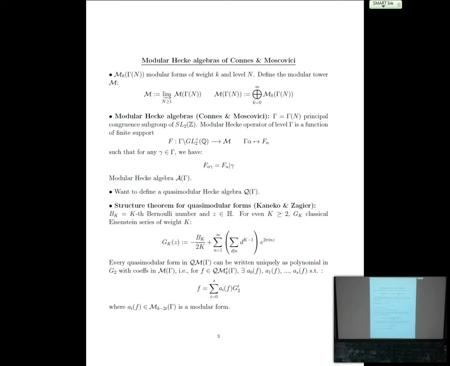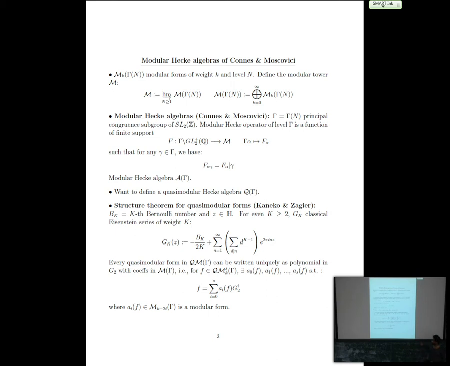So you guys use G2. Yes. So basically now you can see what our strategy is. We'll have two sets of operators, one acting on the modular coefficient parts, that will give us the old action on the modular Hecke algebra, and then we will deal with G2. That will give us another set of operators.